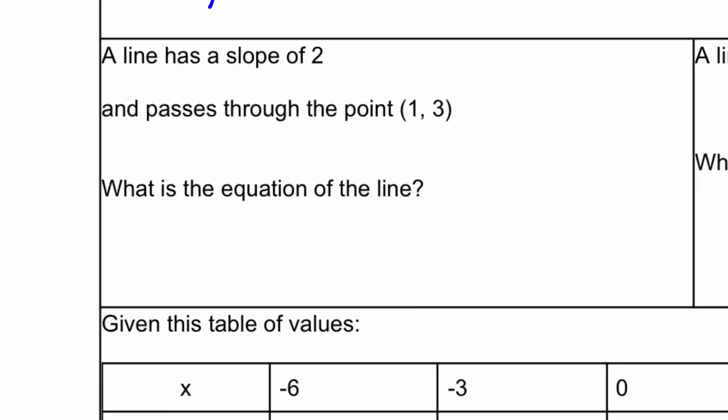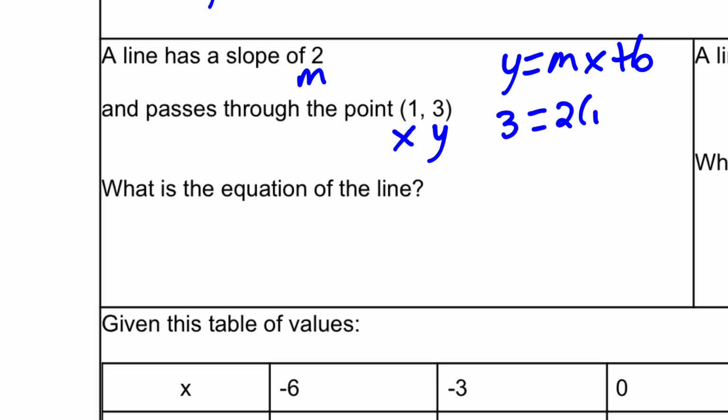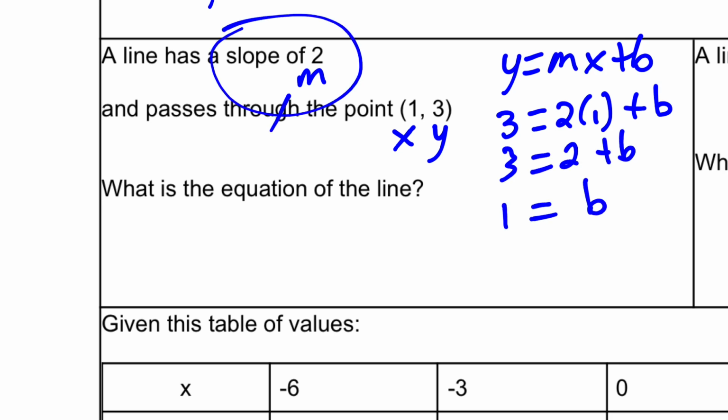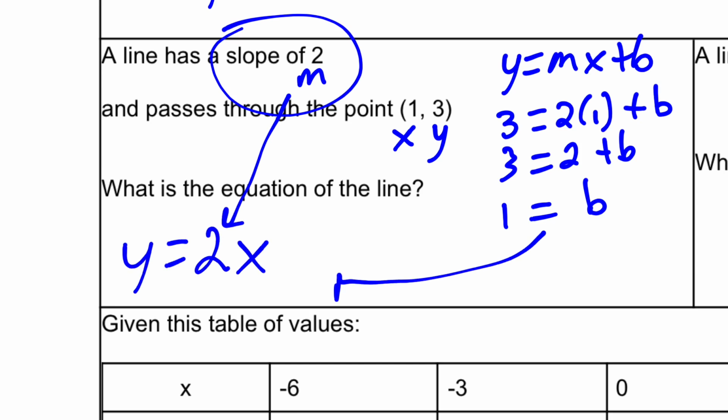A line has a slope of 2 and passes through these points. My goal is to find the b value. Then I can write my line. So if I think of y equals mx plus b, and I plug in for x, I plug in for y, and I plug in for m, I get 3 is equal to 2 times 1 plus b. b is my only variable left. 3 is equal to 2 plus b, or 1 is equal to b. So I have my slope, y is equal to 2x. I have my b value. There's my equation.